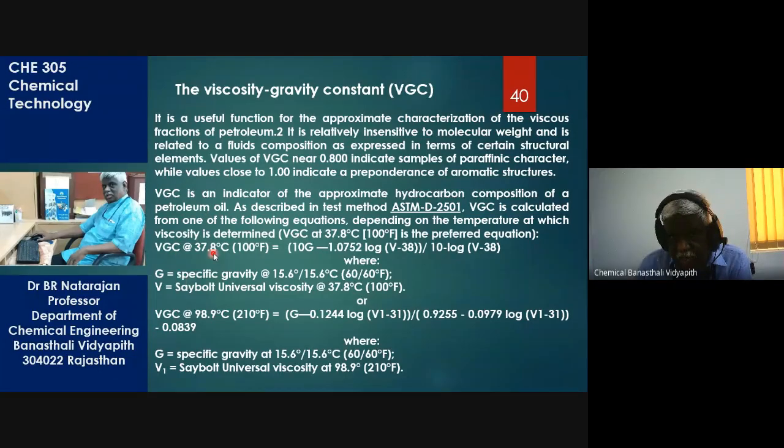that is the viscosity gravity constant, is 10g minus 1.0752 log of V minus 38 by 10 minus log V minus 38, where V is the Saybolt universal viscosity. You have done it in fluid mechanics, the units of viscosity, Saybolt universal viscosity, and G is the specific gravity. So plugging in these values, we get VGC, right? And you have an alternate equation also for determining the viscosity gravity constant, and the G and V terms are defined, right? So this is another classification based on viscosity gravity constant.